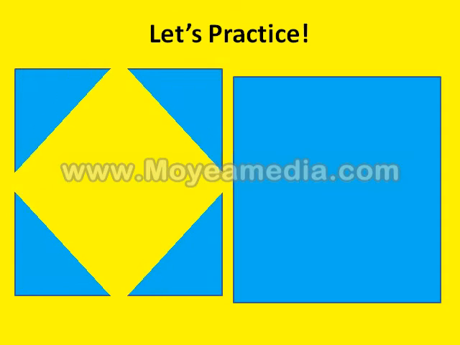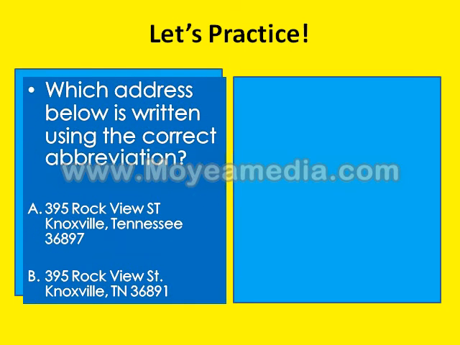Okay, here are more. Let's have some practice. Which address below is written using the correct abbreviation? Is it letter A, 395 Rockview Street, Knoxville, Tennessee, 36897, or the letter B, which is 395 Rockview Street, Knoxville, Tennessee, 36891? What is your answer? A or B? Very good. So we have the same answer.